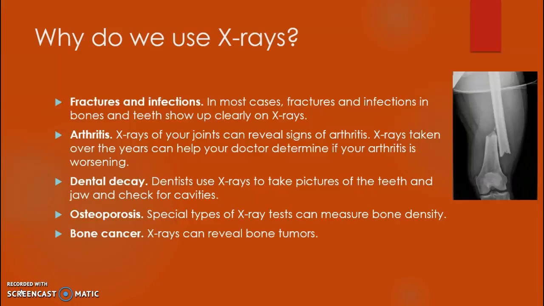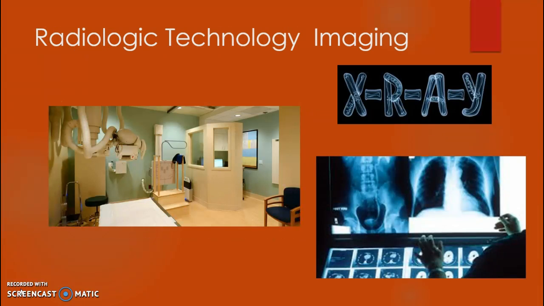What are x-rays used for? X-rays are used for a number of things. Our biggest culprit of x-rays are fractures. In most cases, fractures and infections in the bone and the teeth show up clearly on x-rays, followed by arthritis, dental decay, osteoporosis, and bone cancer. In this image, this is a typical x-ray room and a radiologist reading room.